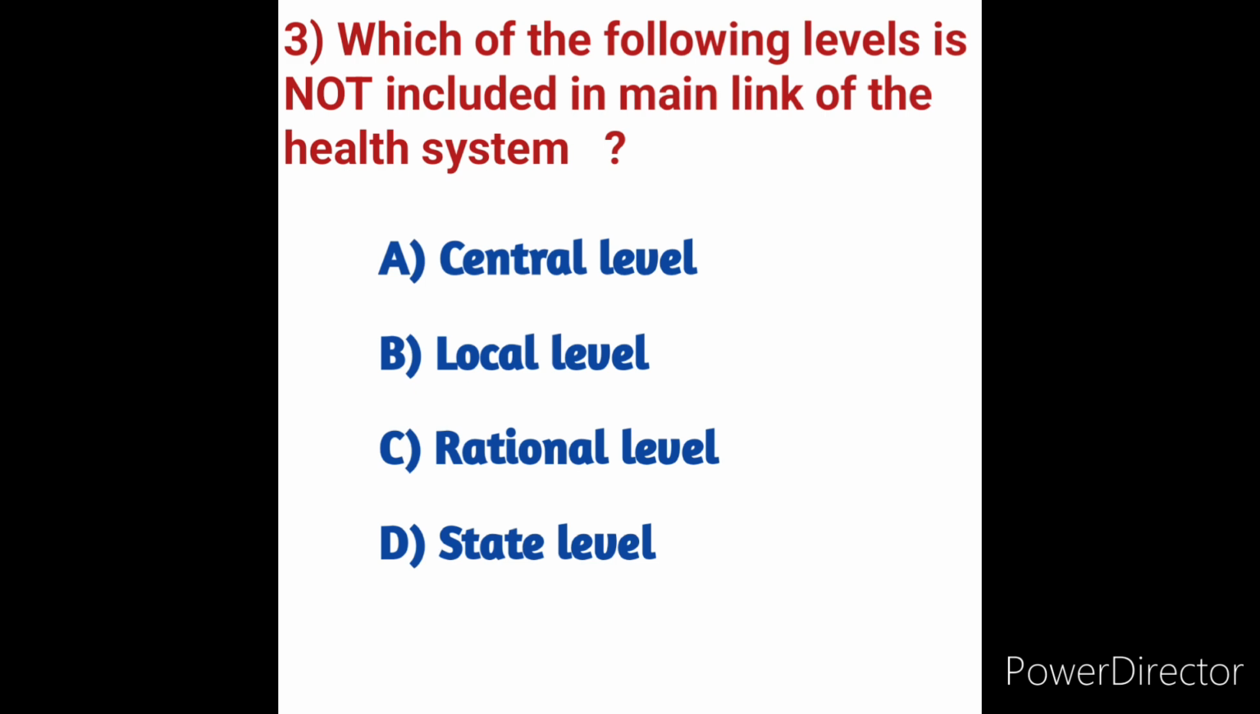So, state level, central level, local level, these levels come under the main link of the health system. So, here regional level is not included in the main link of the health system. So, here option C is the exception, not linked in the health system. Next we will move on to question number 4.